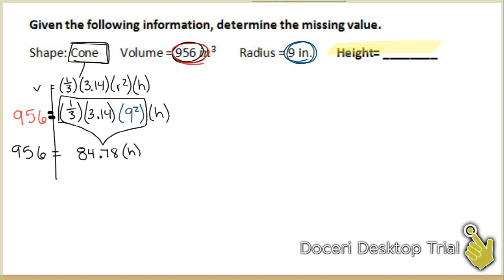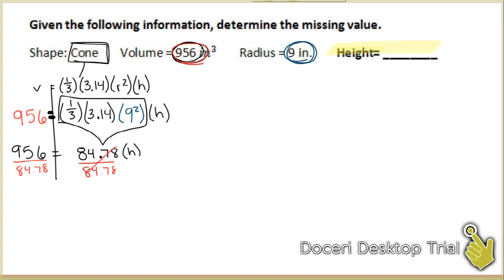From here, it's just a basic one-step equation. I know that if 84 and 78/100 is on the same side or right next to h, that's a coefficient. I know that's multiplication. We also know that the inverse of multiplying is to divide. So I should have divided both sides by 84 and 78/100. And again, we do that on both sides.